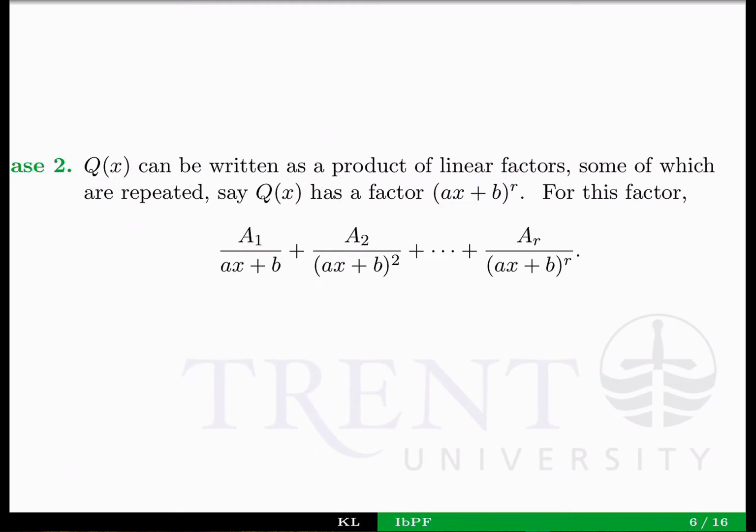In the decomposition, you should see a1 over ax plus b plus a2 over ax plus b squared. Then you will have a3 over ax plus b cubed, plus and so on up to the highest power of ax plus b, which in our case is r. So you will put a constant numerator on each power of the repeated factor.